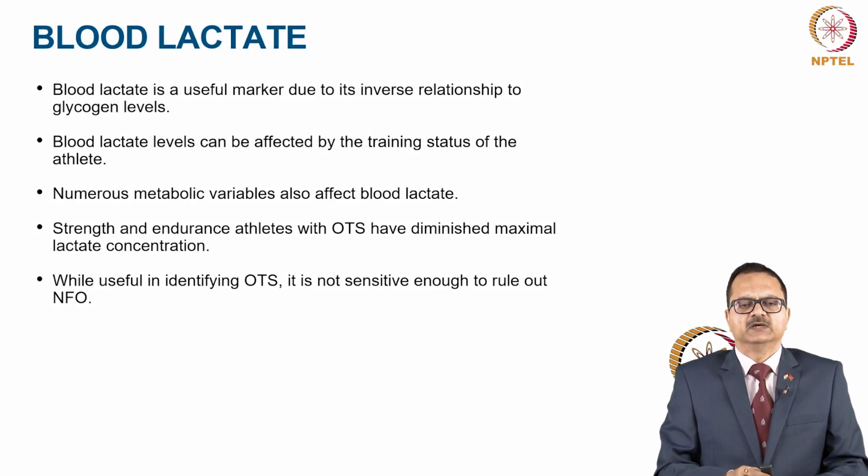Blood lactate is a useful marker due to its inverse relationship to glycogen levels. It can be affected by the training status of the athlete. Numerous metabolic variables also affect blood lactate. Strength and endurance athletes with overtraining syndrome have diminished maximal lactate concentration. Please note we are talking about lactate concentration, not lactate threshold levels. While useful in identifying overtraining syndrome, lactate is not sensitive enough to rule out non-functional overreaching.